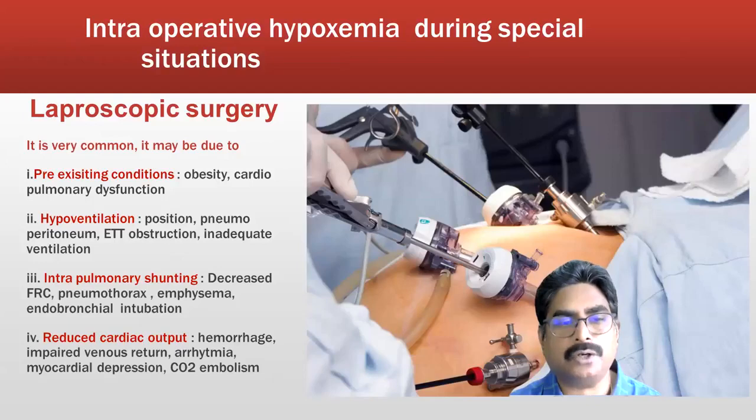Then reduced cardiac output: pneumothorax causes reduced venous return and hypotension, and there can be arrhythmia, myocardial depression, and carbon dioxide embolism. These are the causes of reduced cardiac output, and they may also cause hypoxia in laparoscopic surgery.